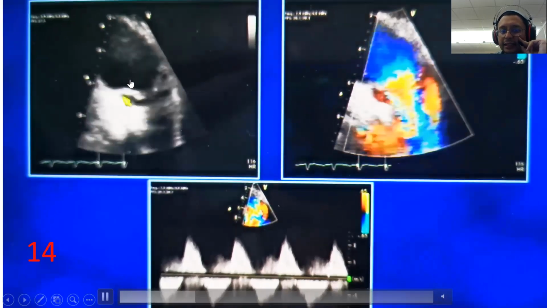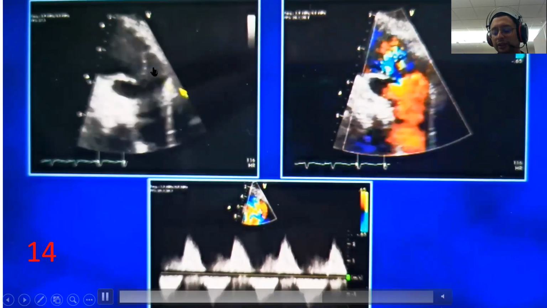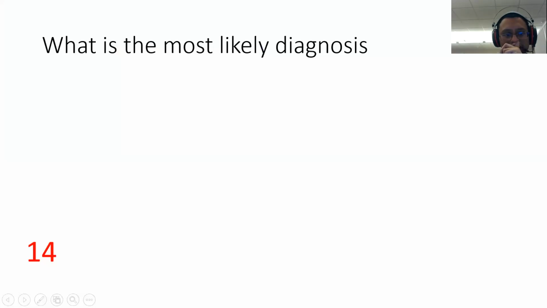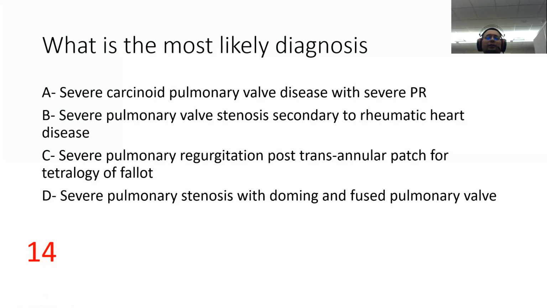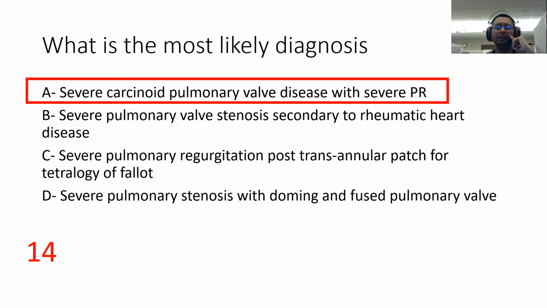I told you the exact same thing happened in the tricuspid valve. So what is your diagnosis? All right, I think if I give you the differential, you will get it. Carcinoid. So this is an example of carcinoid pulmonary valve disease. Carcinoid can happen in the pulmonary valve also, and most often it causes more regurgitation than stenosis. So this is someone with severe carcinoid pulmonary disease with pulmonary regurgitation.